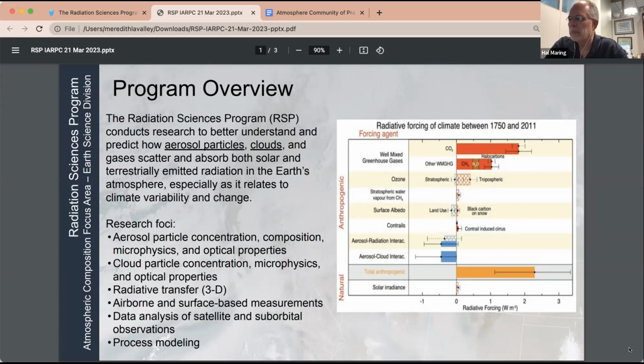And so I've listed the foci of the Radiation Sciences program below. We work toward measuring aerosol concentrations and composition, microphysics, and optical properties. And for cloud particles, concentration, microphysics, and optical properties. I did a little bit of work developing 3D radiative transfer codes a number of years ago. We got to the point where those were good enough that we didn't need to worry about them. The computers were fast enough that we didn't need to make the codes that much better.